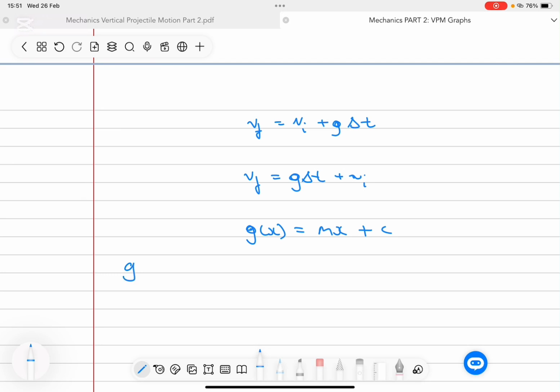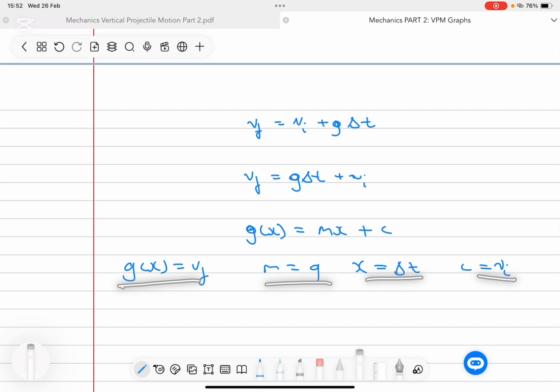We are saying here that g of x is equal to the final velocity. The m is the same as the g. The change in t is the same, or rather, let me write it in this fashion. They are the same really, but I just want to write them starting with the function here and going to our equation of motion. So the x is the same as the change in t, and our c here is the same as the initial velocity. Now let us look at the properties of each of these terms, or variables, in these two equations.